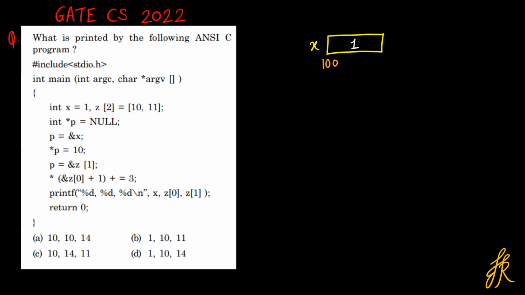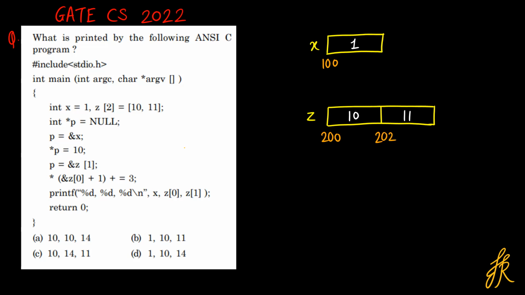Fine. Now int z = {10, 11}. So z is a 1D array containing two integers, 10 and 11. Let's draw it. The first integer is 10, the second one is 11. Now the address of this, you can consider it as 200, because we took 100 here. If an integer is 2 bytes, then the addresses are 200, 202. So this address will be 202.